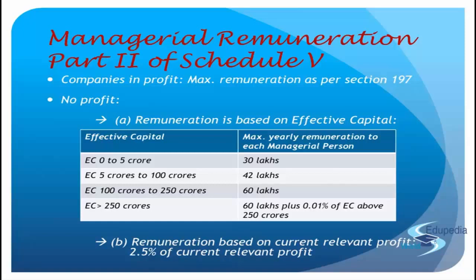And again, 0.02% of the effective capital above 250 CR, right? But remember that has to be a special resolution. You cannot pass an ordinary resolution because this is a special situation and you call a general meeting for this, right?